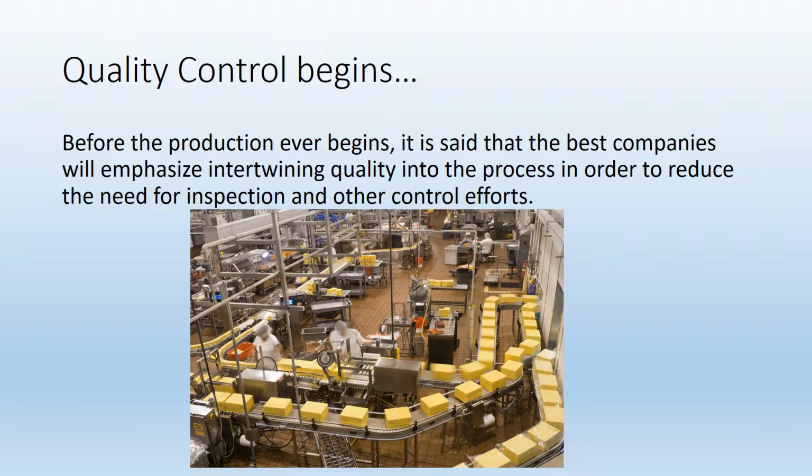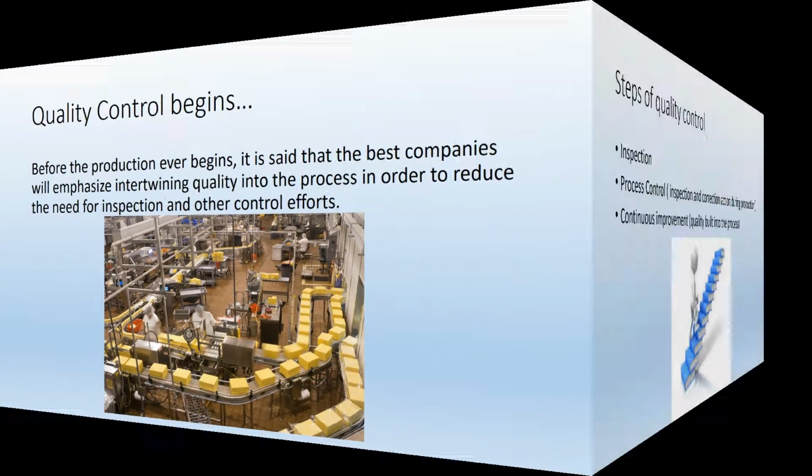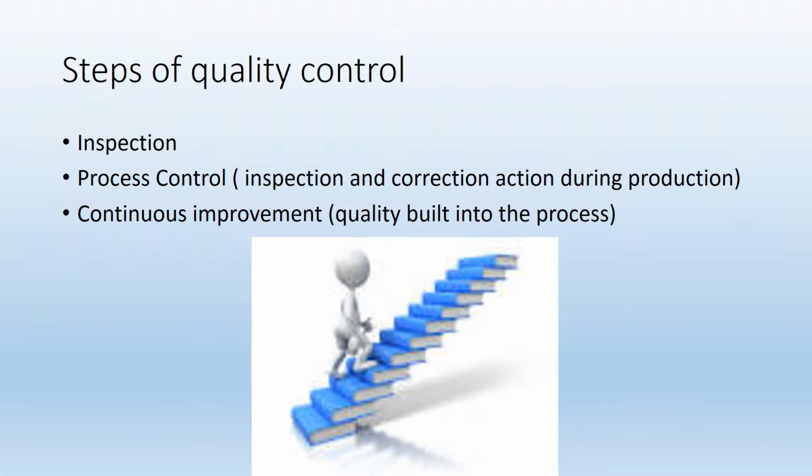Quality control begins before the production ever begins. It is said that the best companies will emphasize intertwining quality into the process in order to reduce the need for inspections and other control efforts. Steps of quality control: inspection, process control with inspection and corrective action during production, and continuous improvement, quality built into the process.